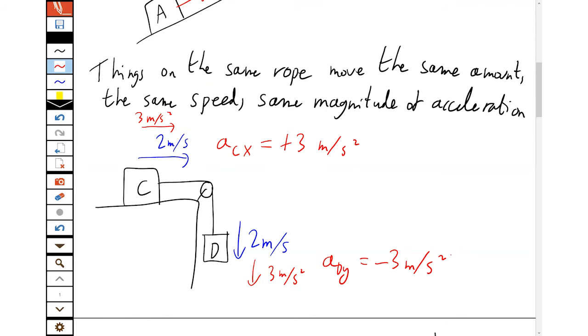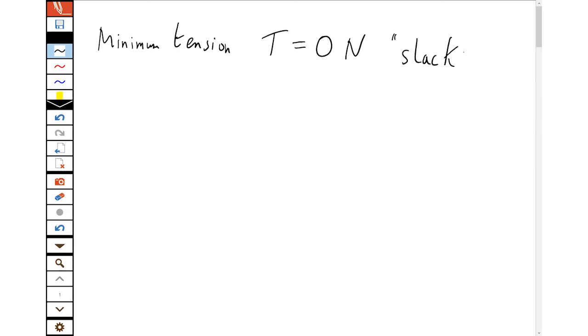Other condition about tension, the minimum tension in a rope or anything is 0 newtons. And this is often called the rope going slack, or it's about to go slack. So the tension can never be negative, because then you'd be pushing things instead, and then you don't have a rope. You just have a stick, which is different.